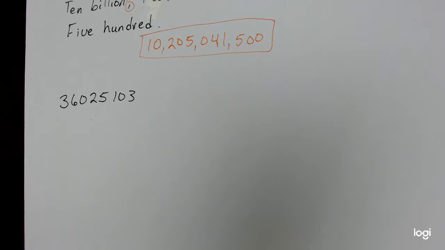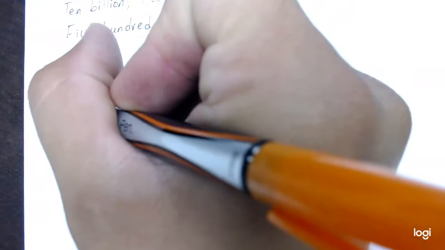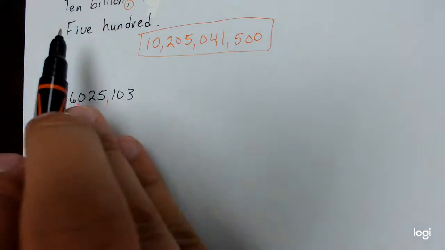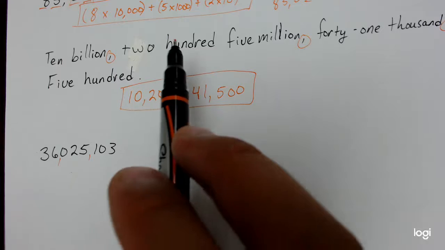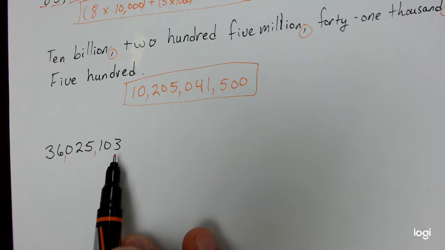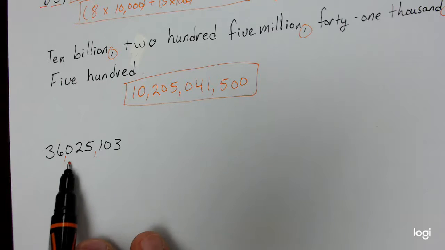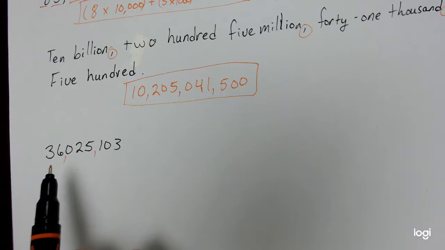All right, next. I have to turn this number 36,025,103 into words. First thing I'm going to do is insert the commas. So I count from the right, 1, 2, 3, comma, 1, 2, 3, comma, and that helps me set up my word. That way I know how to break my word up into the 3 number groups. So if I count my place values, I have ones, tens, hundreds, thousands, ten thousands, hundred thousands, millions. I know my first group is going to be 36 million.